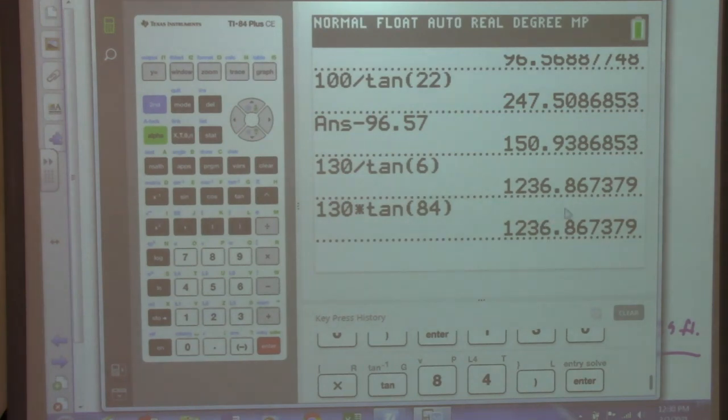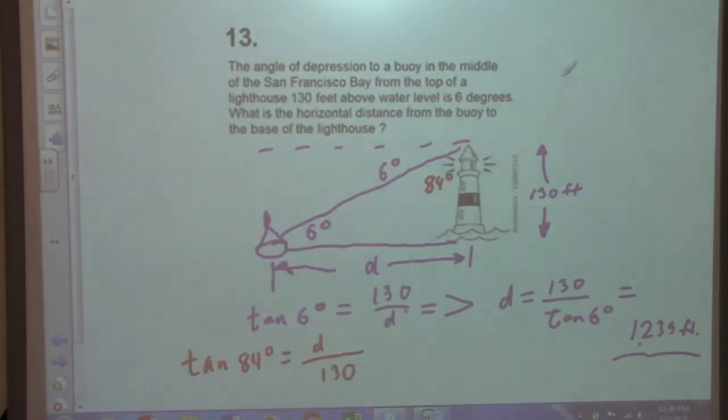And this is the definition of cotangent, because it's the tangent of the complement. So this cotangent is the tangent of the complement, and the complement is 84. And that's how we get the relationship between tangent and cotangent. Okay?